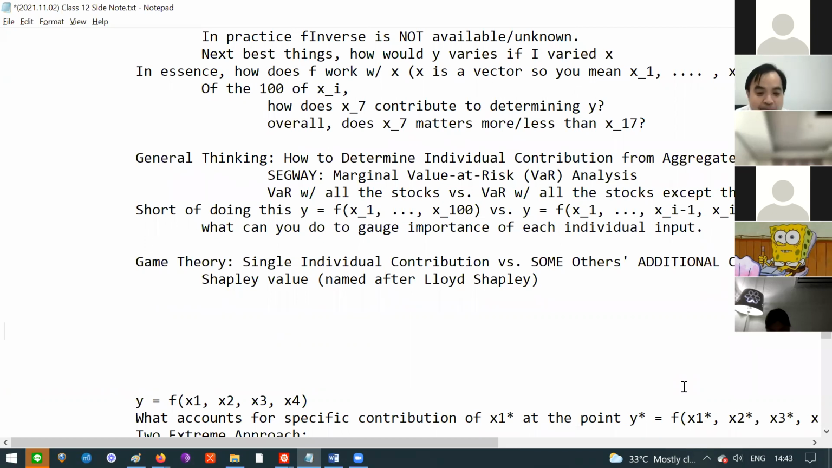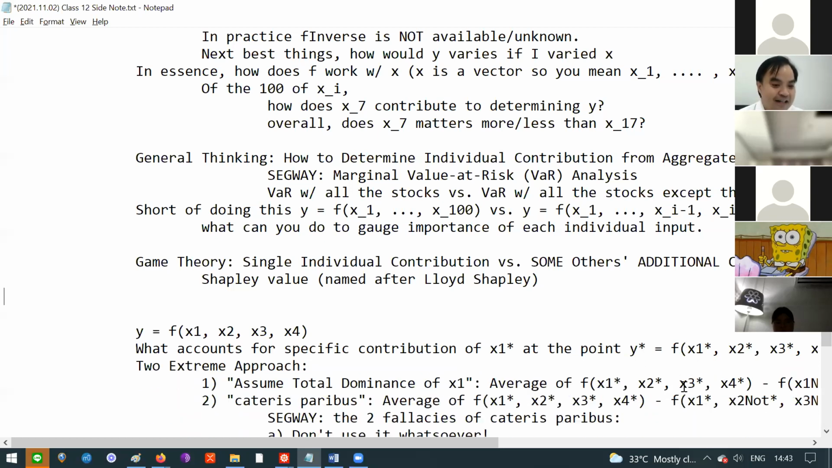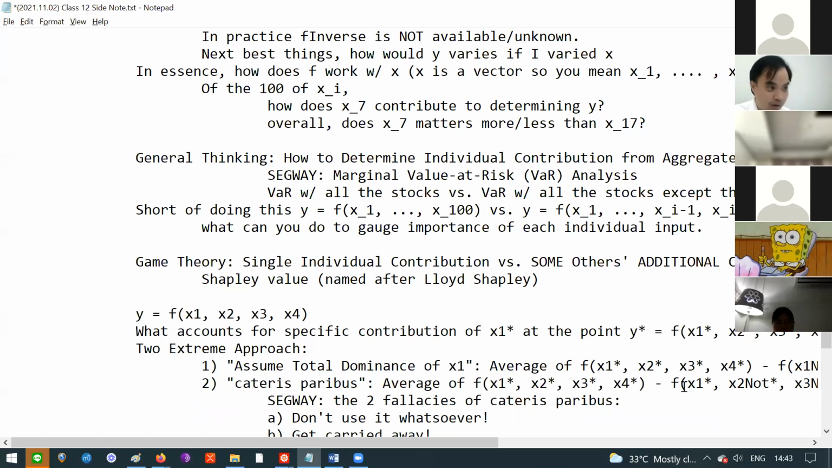So that comes in game theory. This is called the Shapley value. The Shapley value is a way of estimating individual contribution to the whole group, the team effort. So this would be the game theory. Likewise, let's look at our problem.